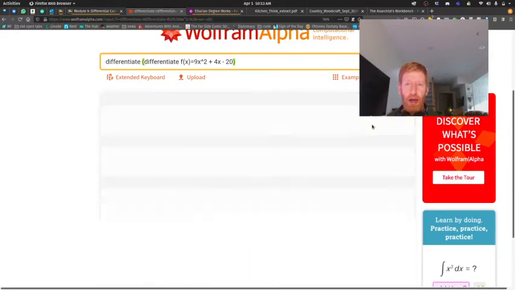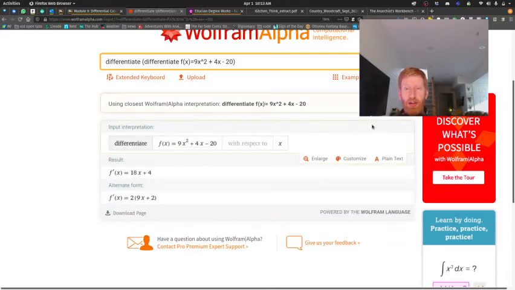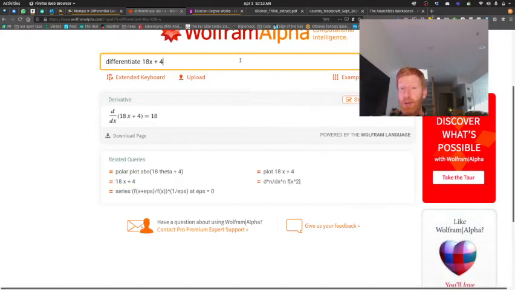No. All right. Let's try putting it in parentheses. So hopefully it figures out what's in the parentheses, and then differentiates that. Okay, well, can't win them all. So that, just like before, is 18x plus 4. So here is our second derivative.